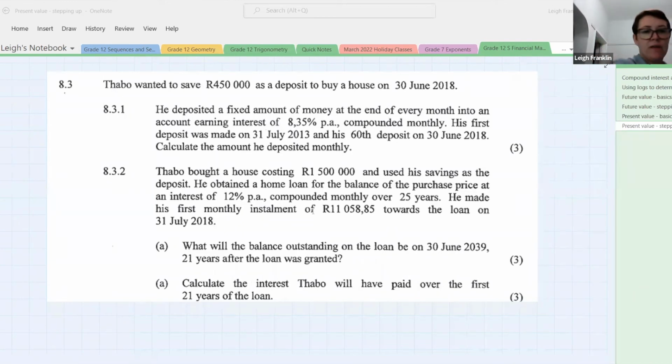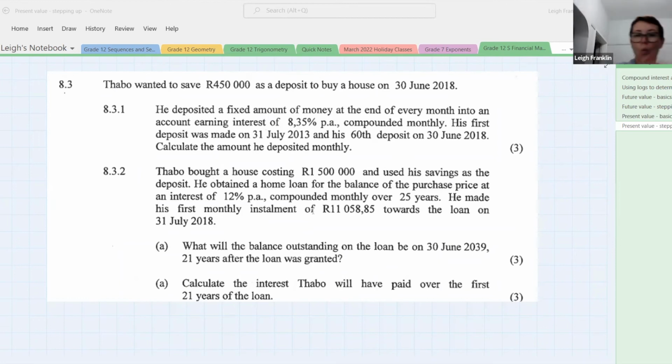Thabo wants to save 450,000 Rand to put down as a deposit on a house on the 30th of June 2018. So he deposits a fixed amount of money at the end of every month into an account earning interest of 8.35% per annum compounded monthly. His first deposit is made on the 31st of July 2013 and his 60th deposit on the 30th of June 2018. Calculate the amount of money he deposited each month.